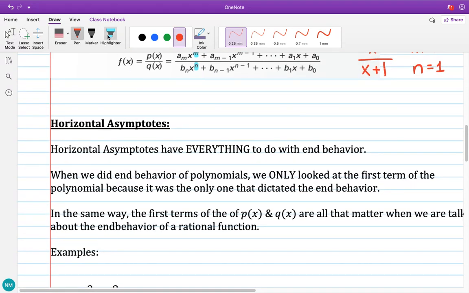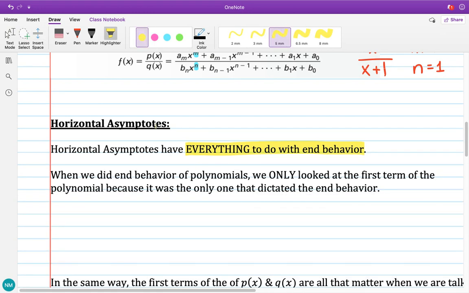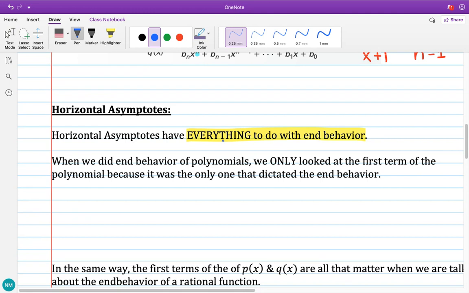So, horizontal asymptotes, just some notes that I wrote out. It has everything to do with end behavior. When we did end behavior of polynomials, we only looked at the first term of the polynomial because it was the only thing that dictated the end behavior. I'm sure all of you are complete geniuses of end behavior from the polynomial unit, but in case there's one or two of you who aren't, I'm going to explain it.